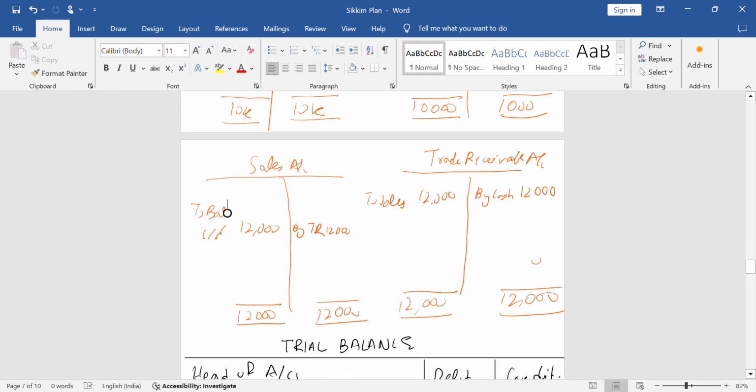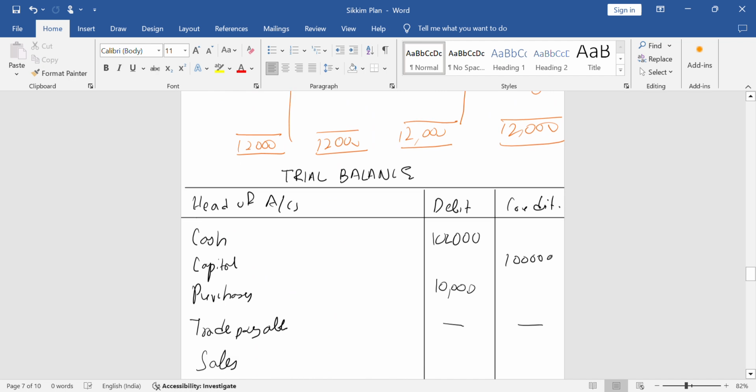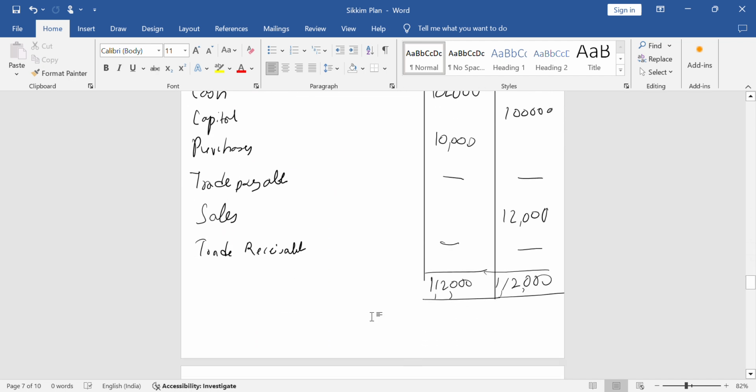Whereas in case of sales, we have by trade receivable rupees 12,000, and here we had nothing. So to balance carried down rupees 12,000. This amount will be again shown here. Sales.